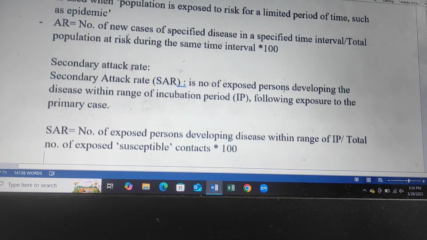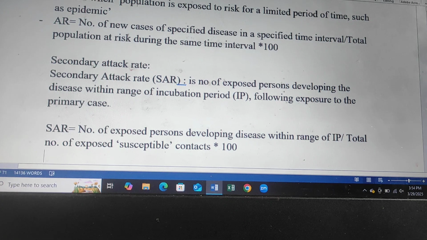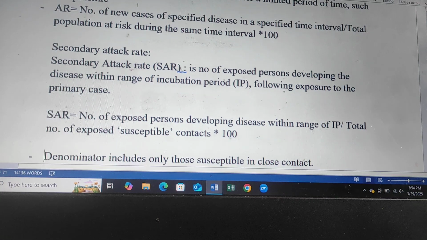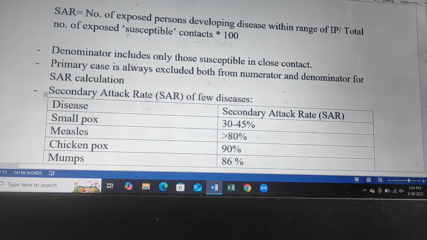Secondary attack rate is the number of exposed persons developing the disease within the range of incubation period following exposure to the primary case. Secondary attack rate equals the number of exposed persons developing disease within the range of incubation period divided by the total number of exposed or susceptible contacts, multiplied by 100. The denominator includes only those susceptible in close contact. The primary case is always excluded from both numerator and denominator for secondary attack rate calculation.